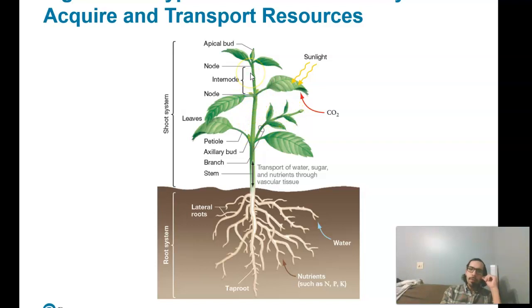And then at the very top, or sorry, in between the nodes, which is where the leaves attach, you have the internodes. So these segments here are the internodes. And at the very top, you have the apical bud. So at the tip of the apical bud or the axillary bud, you can have a flower produced.